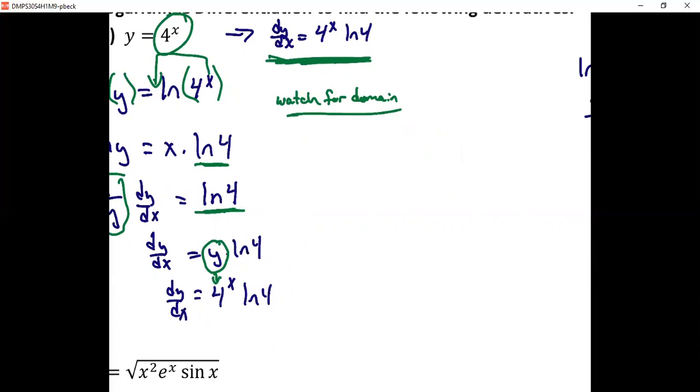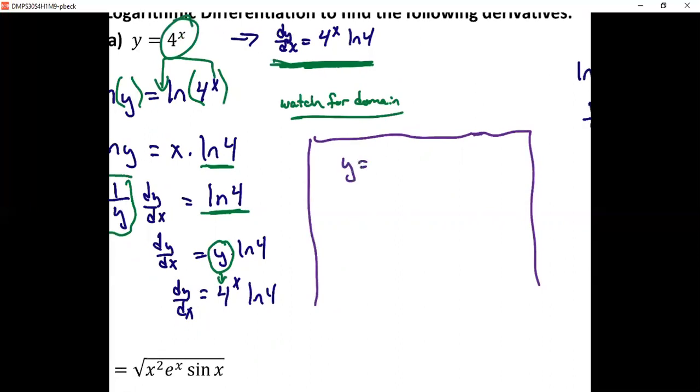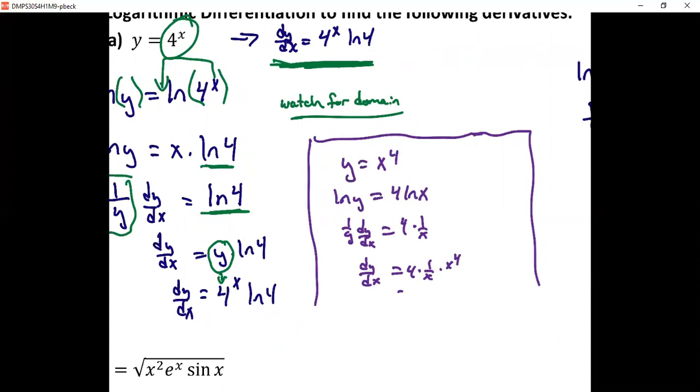I am going to do a little side note here. That side note is, now that we've learned logarithmic differentiation, why haven't we used it before? Well, suppose we have y equals, say, x to the 4th. I could have said natural log of y equals 4 natural log of x, and I will always do this from here on out. I'll just bring that exponent in front. 1 over y dy/dx equals 4 times 1 over x times dx/dx, which is 1. So dy/dx equals 4 times 1 over x times y. And if I replace y with x to the 4th, I now get 4x to the 3rd.